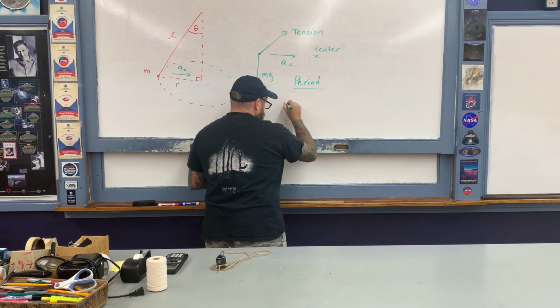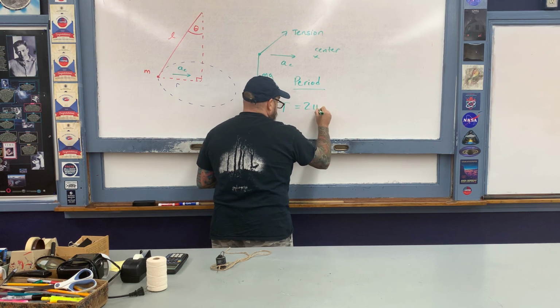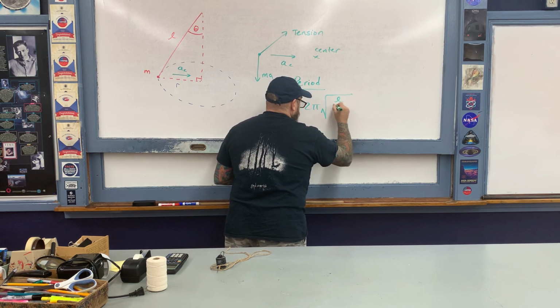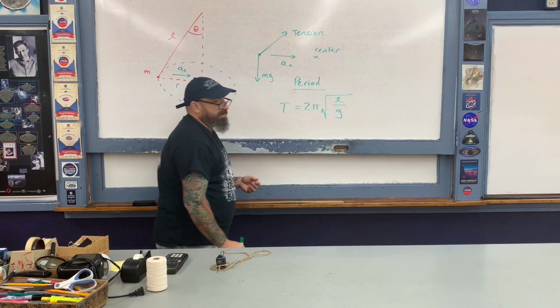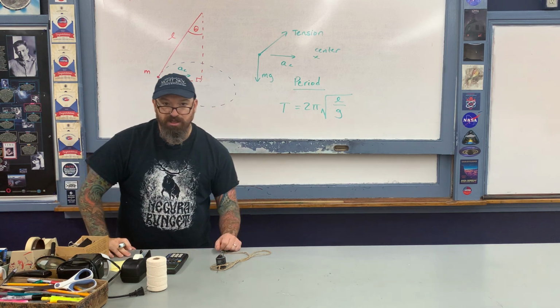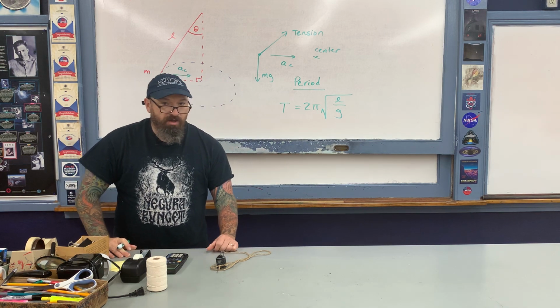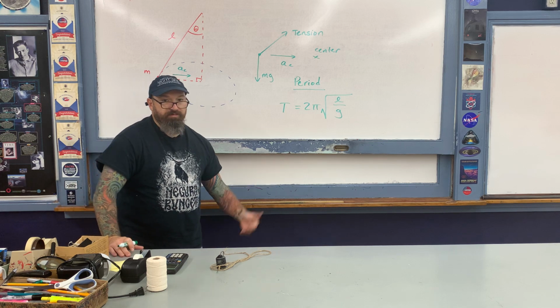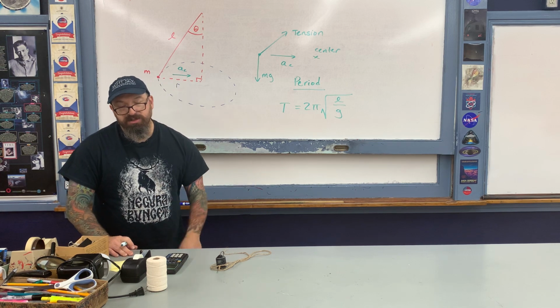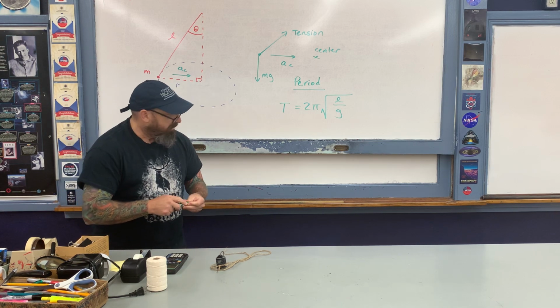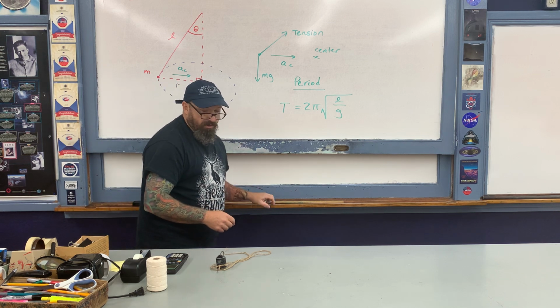The period, capital T, is equal to the following expression: 2 pi multiplied by the square root of the length of string divided by g, 9.8 meters per second squared. Once again, this expression is derived by using F equals ma, and I do this derivation for the more advanced classes.